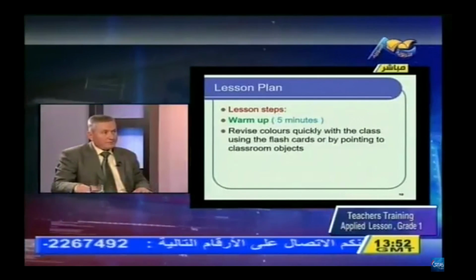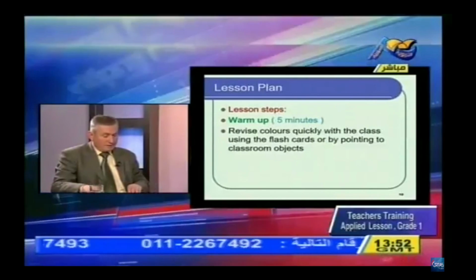So the timing is very important, as we said. I think 5 minutes are enough for warming up, enough for this stage. No more than 5 minutes.